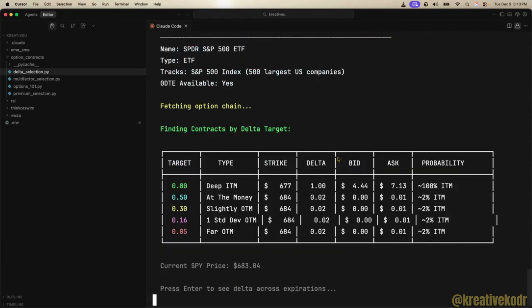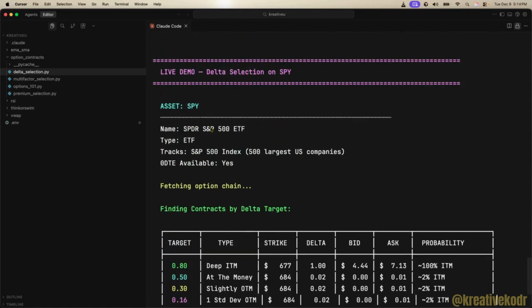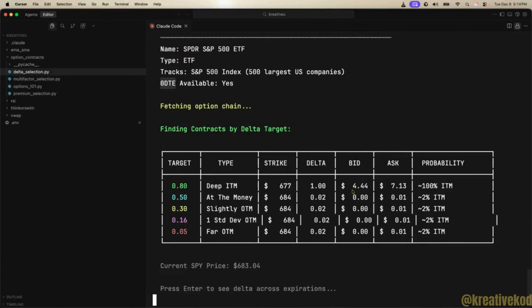All right, so let's go ahead and go to a live demo. We're going to be using SPY. SPY is the S&P 500, the top 500 companies within the New York Stock Exchange. It is an ETF. What is an ETF? An ETF is an exchange traded fund, right? So whenever you think of an ETF, I want you to think of a quilt, and each one of the patches within the quilt represents a different company. This particular quilt has 500 different patches within it. It does have 0 DTE, meaning option contracts that expire the same day.